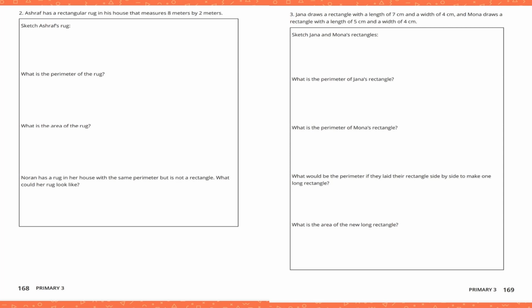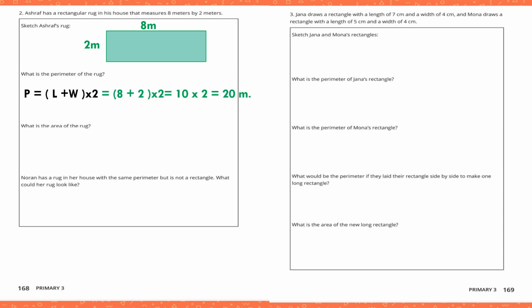Ashraf has a rectangular rug in his house that measures 8 meters by 2 meters. What is the perimeter of the rug? As we know, perimeter equals length plus width, all times 2. 8 plus 2, all times 2, equals 10 times 2 equals 20 meters. What is the area of the rug? Area equals length times width. 8 times 2 equals 16 square meters.